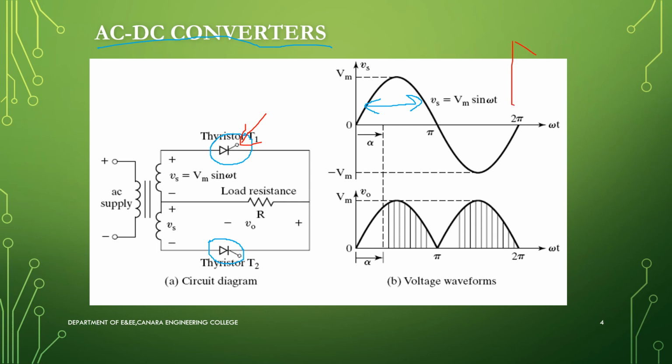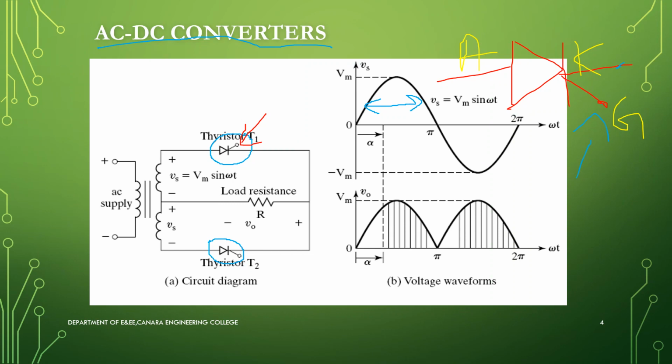So if I draw the symbol of thyristor like this, this is anode, this is cathode, and you have one more terminal which you call as gate. So you have to apply the gate voltage. You need to apply voltage to the gate with respect to cathode. So you can apply the gate voltage at any instant of time. That is why you call it a controlled rectification process.